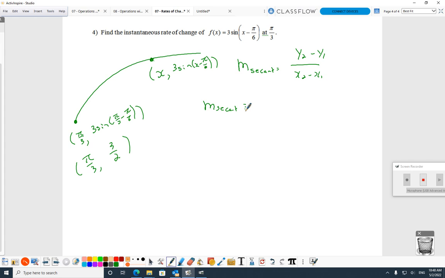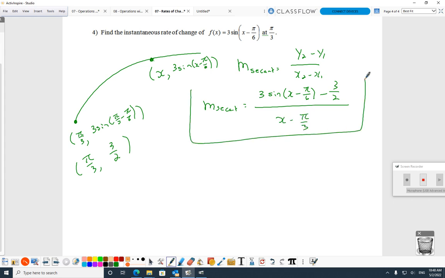Okay. Numerator: 3 sine of x minus pi over 6, minus the 3/2, all over x minus pi over 3. Some of you got great at common factoring, canceling, all that kind of stuff. Trig is not cooperative like that. It doesn't do any of that factoring stuff nicely. That's what we're going to use, that equation. So you're going to have to get your calculator out and really type this in, which I'm going to do and show you how to do it again here.